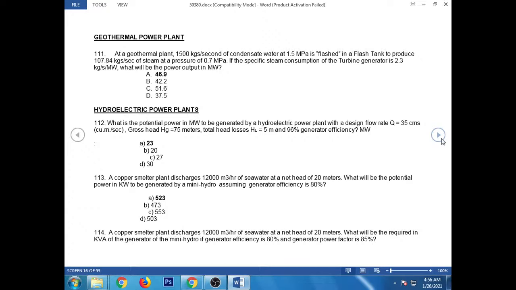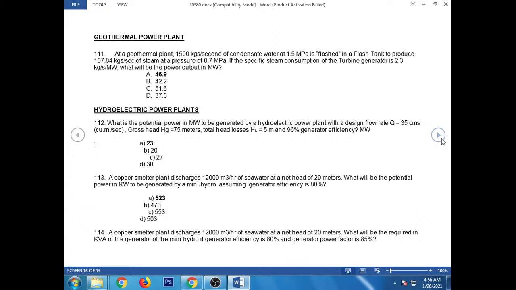In hydroelectric power plants, what is the potential power in megawatt to generate a hydroelectric power plant with a design flow rate Q equal to 35 cms or cubic meter per second, gross head Hg equal to 75 meters, total head losses HL equal to 5 meter and 96% generator efficiency? Answer 23 megawatt.